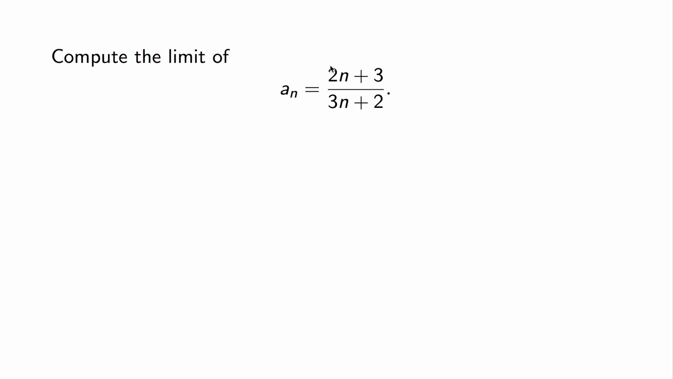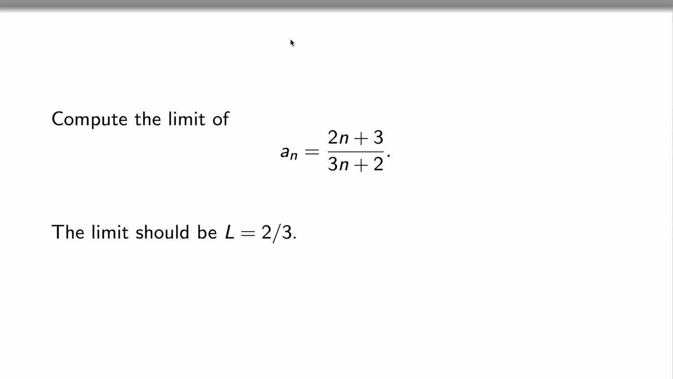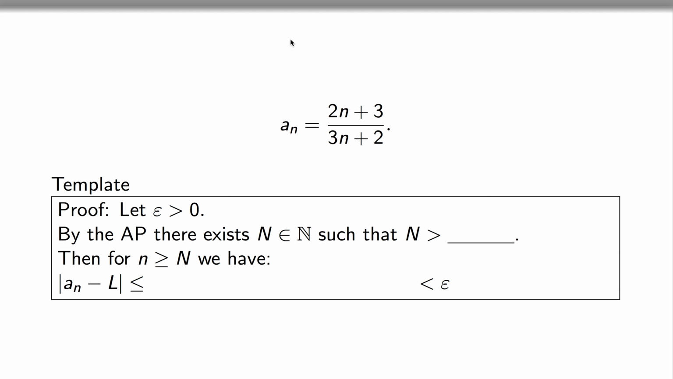We can look at the leading coefficients here, and we see that the limit, as we expect from calculus, should just be 2/3. So we expect that the limit should be 2 over 3, and we want to write a proof. The first step is always to identify what L equals, and I like to write L equals 2/3 on my paper. Then I like to always write a template.